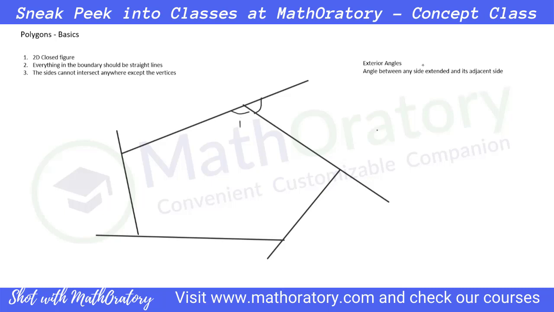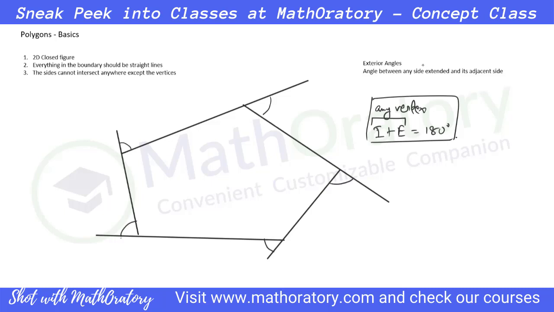Interior and exterior add to 180 degrees for any vertex. If you consider any vertex, the interior and exterior will add up to 180 degrees. This is one idea you can keep in mind. Now I hope you have your pens ready. As I said, you don't have to write anything in the notebook. It's just for a visual idea. Let me consider all the exterior angles here. By the way, I could have extended this side and taken this one, which will be the same as this one, right?